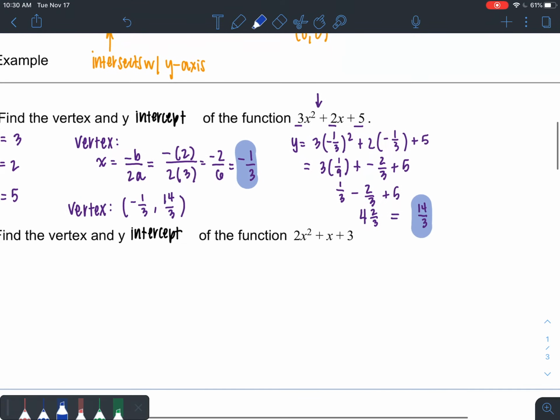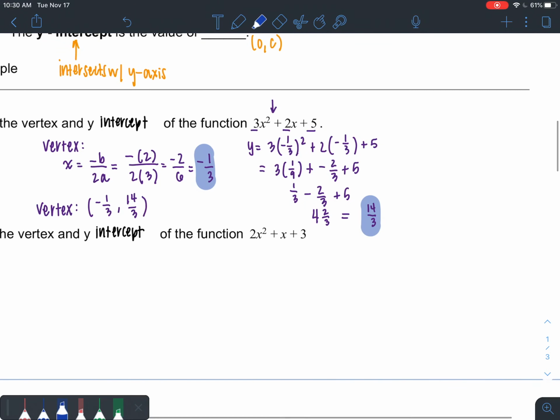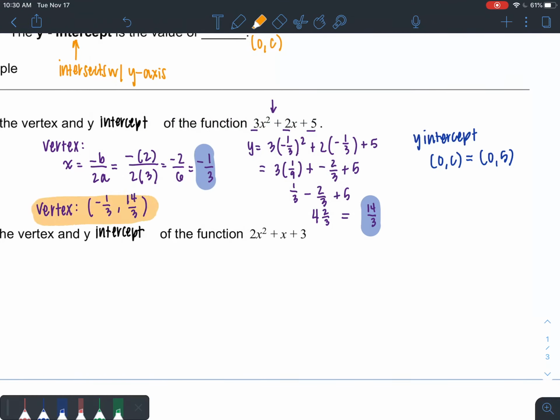Okay, we still need our y-intercept, which is easier to find. So our y-intercept, all we're going to do is it's (0, c). Our c value is 5, so this is (0, 5) as that answer. So our two things that are important are the vertex and our y-intercept.